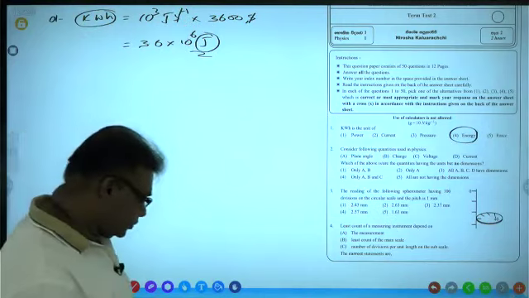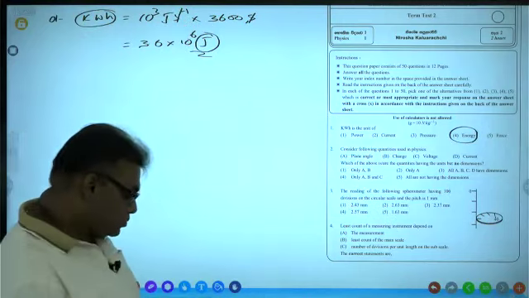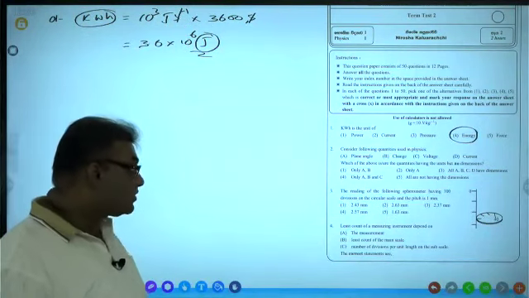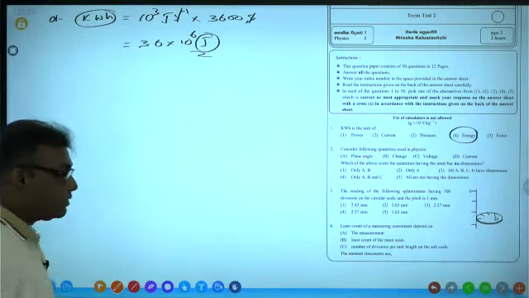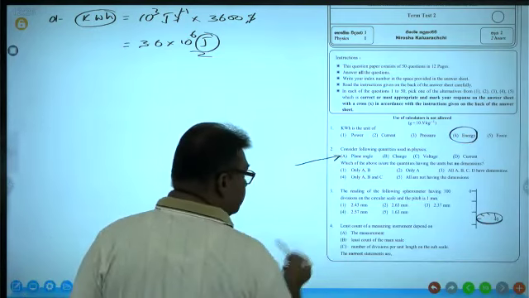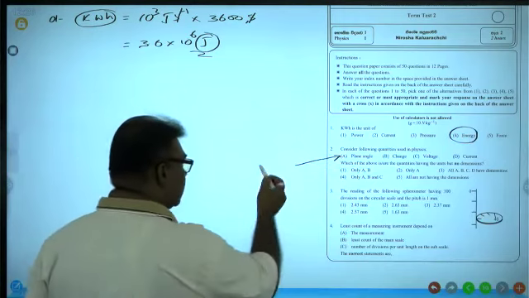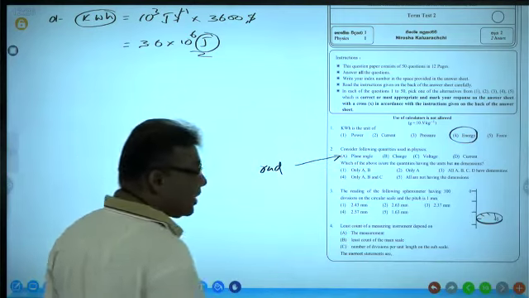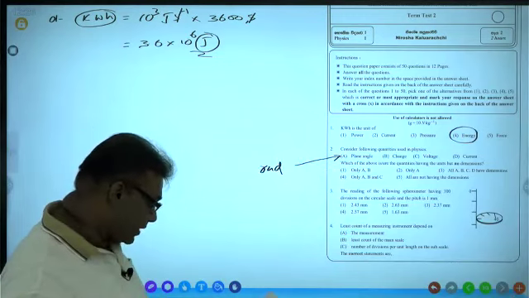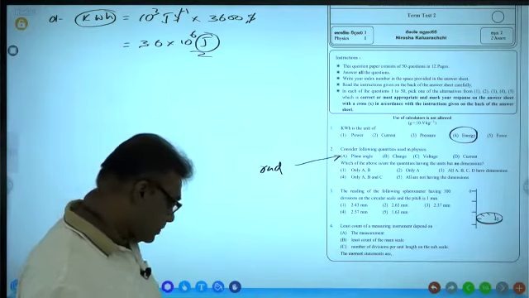Question number 2. Which of the above quantities has no dimensions? First, the plane angle has the SI unit of radian, but it doesn't have a dimension. No dimension for plane angle, right? Plane angle doesn't have a dimension.